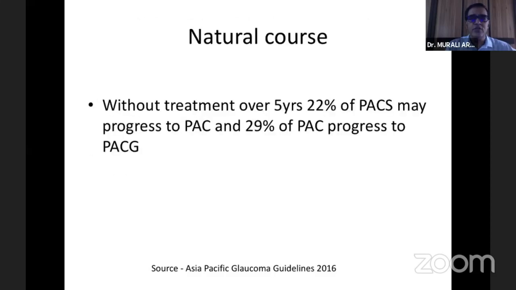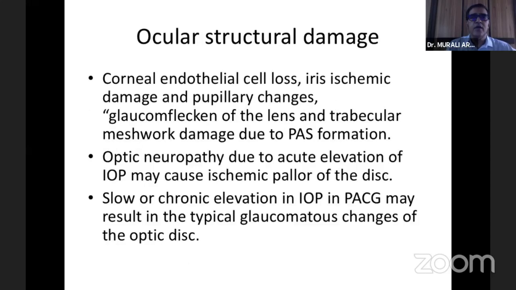So the natural course of the disease is that about 22% is said to progress to PAC, and 29% of PAC is said to progress to angle closure glaucoma. Other structural damage can be noticed in the spectrum of angle closure disease when you have an acute attack or chronic angle closure glaucoma. You can have endothelial cell loss, iris damage, ischemic damage, pupillary changes, glaukomflecken, and trabecular meshwork damage due to PAS formation.